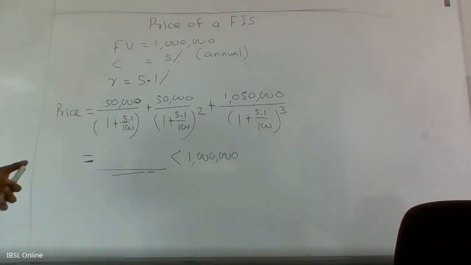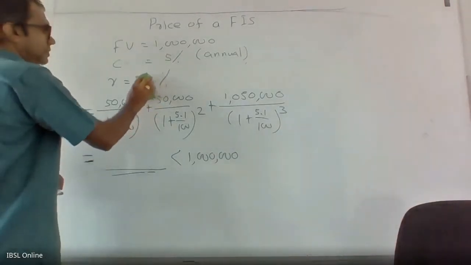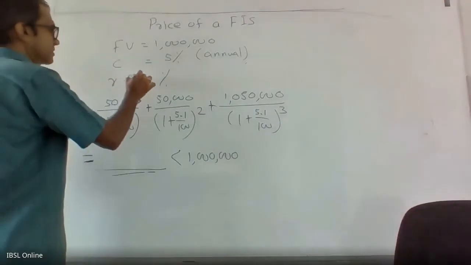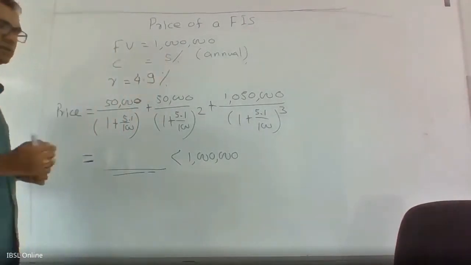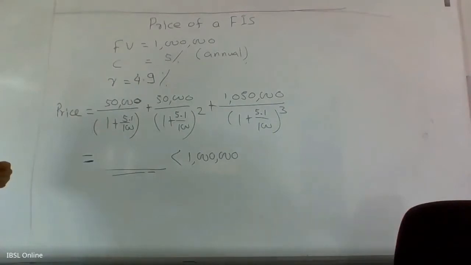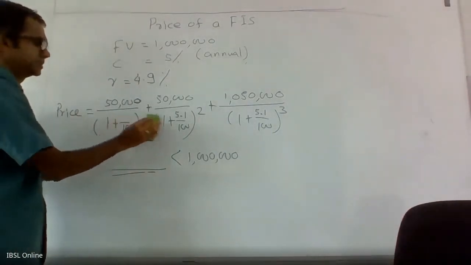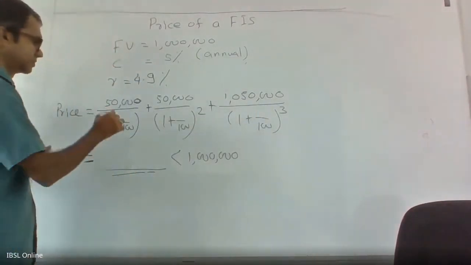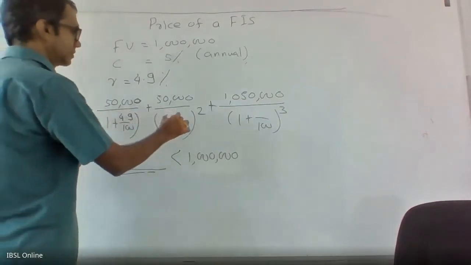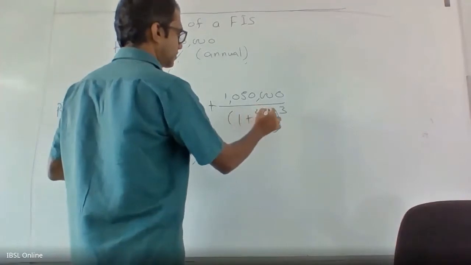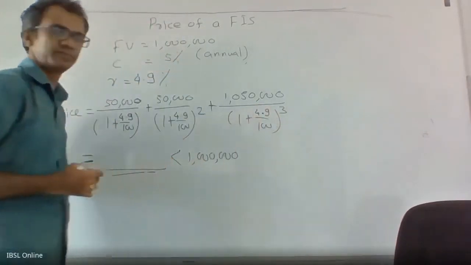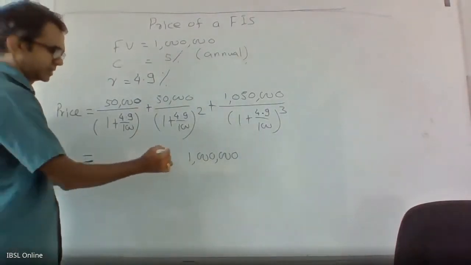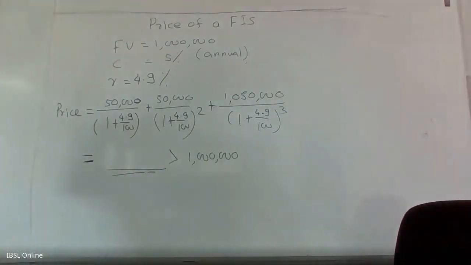Now the third, if you move to third scenario, if your required rate of return is less than the coupon rate, 4.9, then again no change in cash flows, but the required rate of return is 4.9 everywhere. In this instance, you should get a figure greater than 1 million.